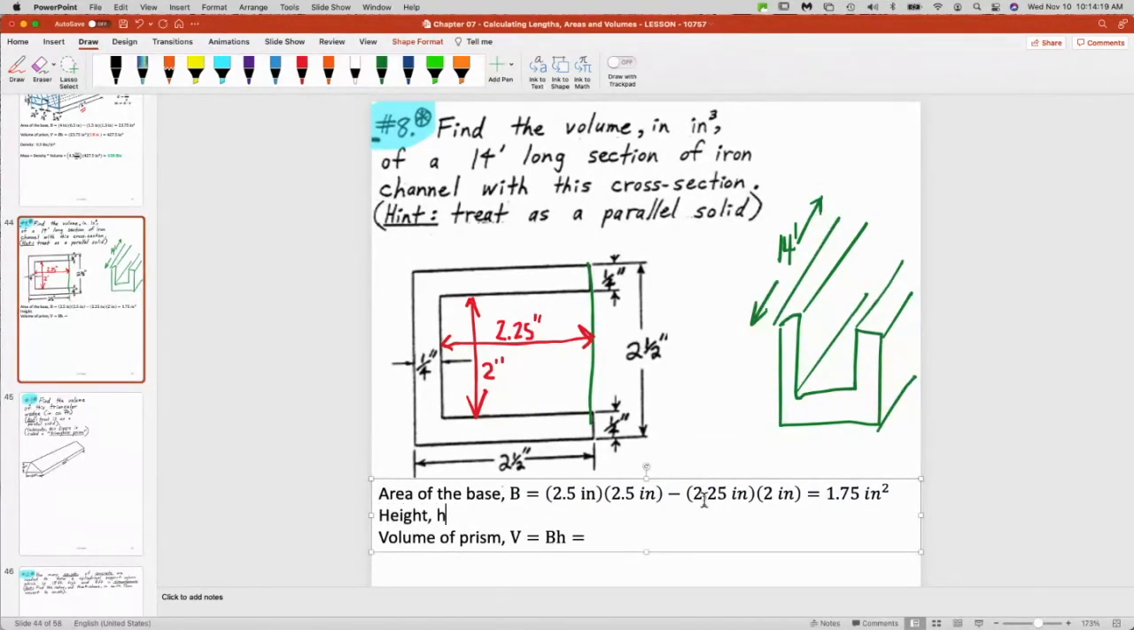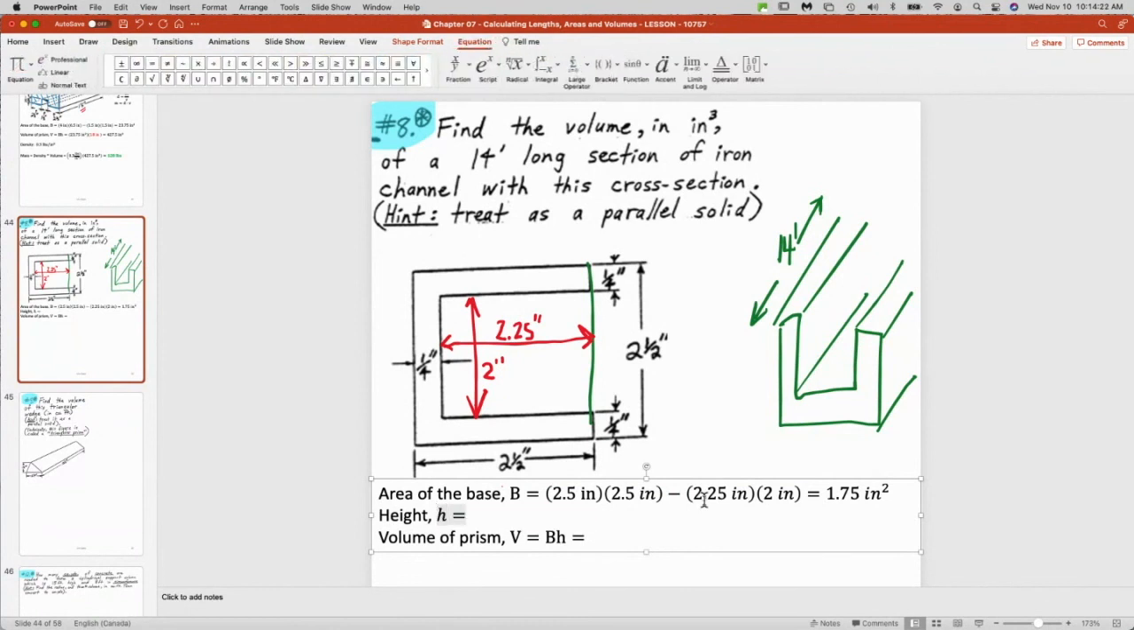The height is given already. The height is going to be 14 feet, but we need to convert something here into inches. So we'll multiply that by 12. So 14 times 12 is going to be 168. Thank you. And we get our volume now. So that's 168 inches by 1.75 inches squared. And checking the answer key here, 294, that sounds right. 294 cubic inches.